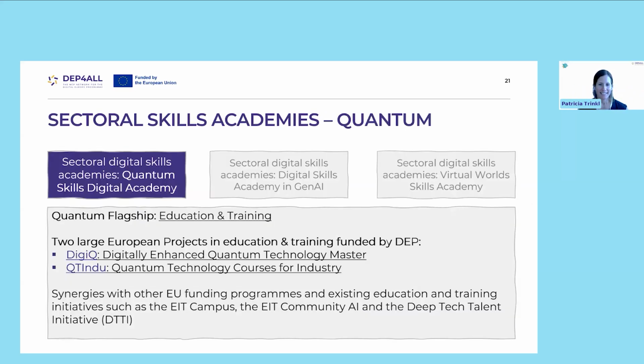Okay, skills academies. I have 1 page for each and every skills academy. I just highlight the most important points. On the Quantum Digital Skills Academy, Daniela already mentioned the Quantum Flagship Initiative. So this initiative with a funding of 1 billion euros and a timescale of 10 years is one of the most ambitious long-term research and innovation initiatives of the European Commission. Go to the Education and Trainings website, which is linked here. You will find a lot of ongoing projects already.